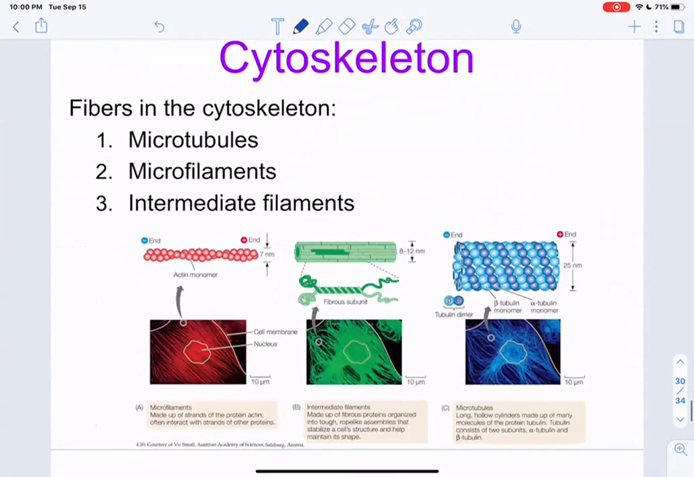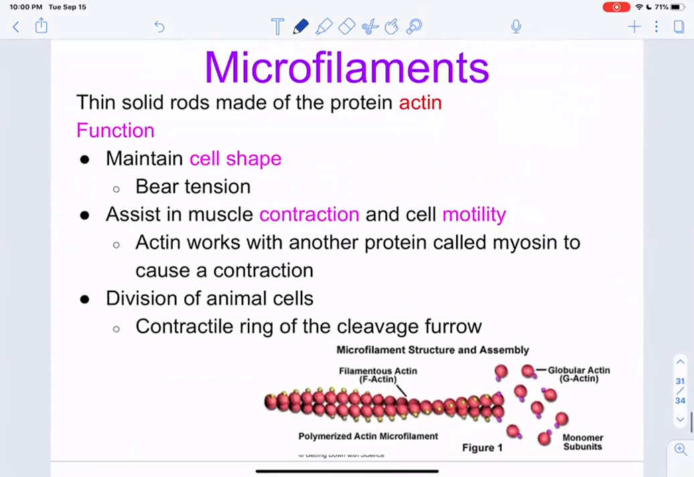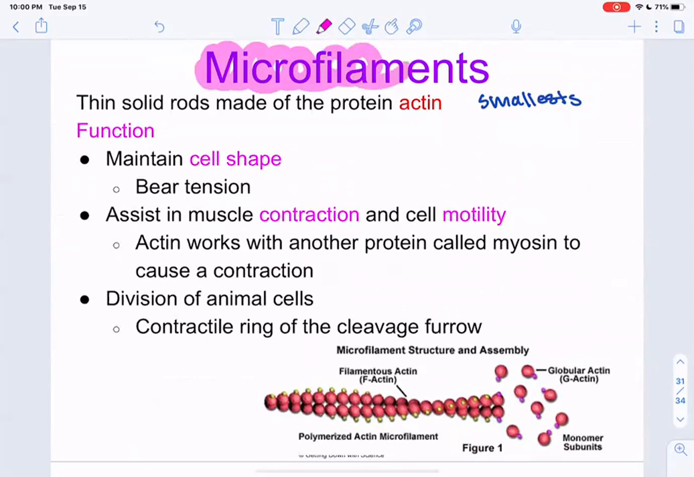So there's three types. We're going to talk about microtubules, microfilaments, and intermediate filaments. We're going to go in order, by order of size. These are going to be the smallest ones, the microfilaments. The microfilaments are going to be made up of rods of the protein actin.